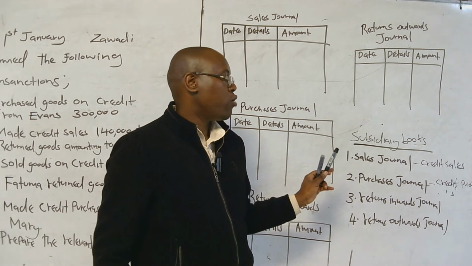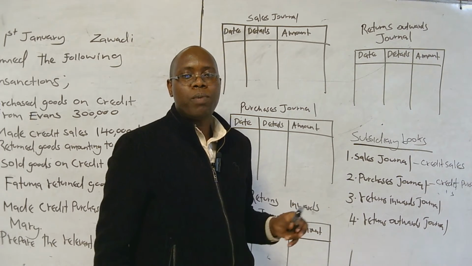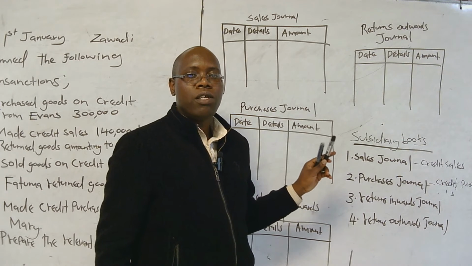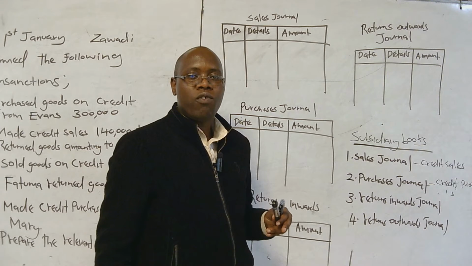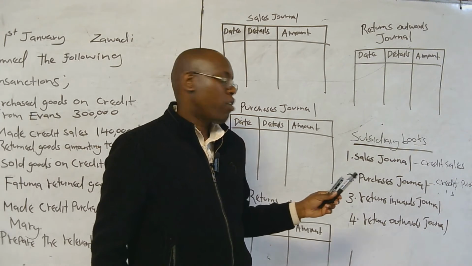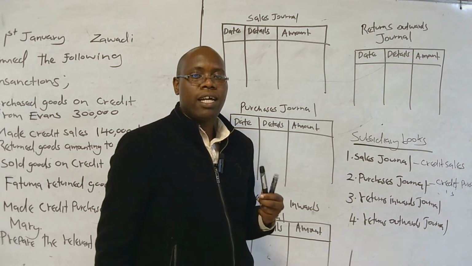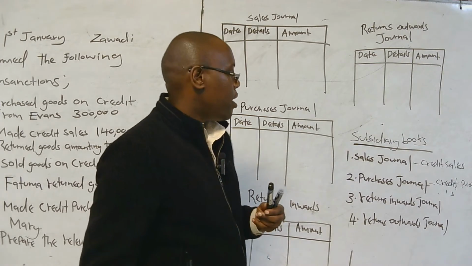And remember, we are talking about credit. So cash transactions are not going to be recorded under these journals. Cash transactions usually go to the cash book. So if you are told that you purchased something on cash, that cannot be recorded under the purchases journal. That will be recorded in the cash book, and we are going to discuss that later on.